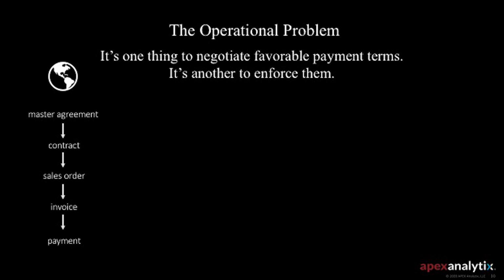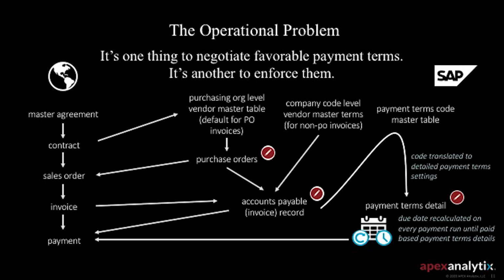So, the theory is that payment terms get negotiated as part of a master agreement that then flows to the contract, then to a sales order, then to an invoice, and then ultimately to a payment. But in the real world, the flow of payment terms is just much more complex than that, because terms usually get manually transmitted from the master agreement to the contract. Then they've got to be entered in payment terms tables in the ERP, then into vendor masters in the ERP. And sometimes there are multi-layer vendor masters in the ERP controlling non-PO and PO invoices.